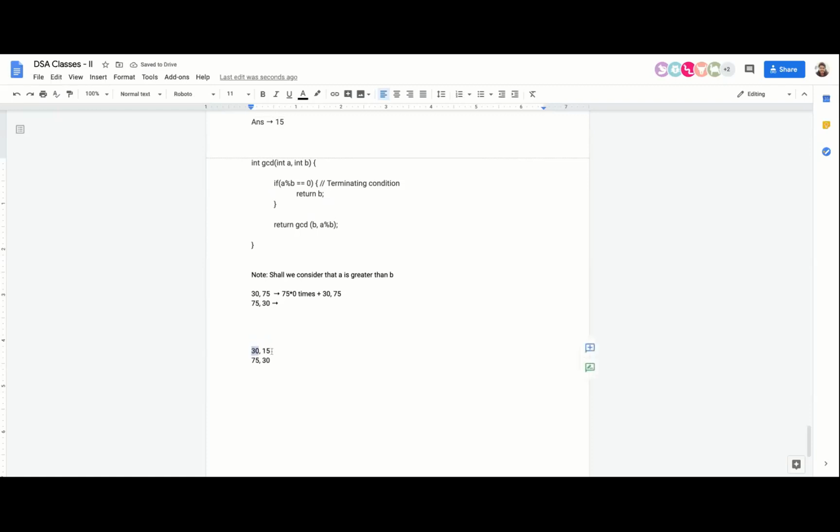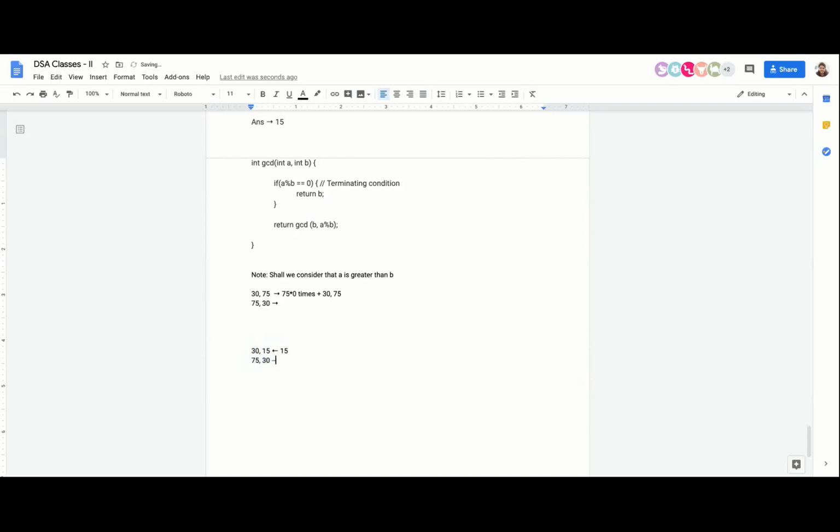And then finally, because a%b is double equal to 0, in that case, what will happen? This will return the value. So the returned value will be what? The returned value will be 15. And as soon as you return the value, it will be returned to the address from which you actually made a call. So because you made a call from here, the answer will be returned to here. And this call was made from where? This call was made from here, right? So the 15 will be returned here as well.